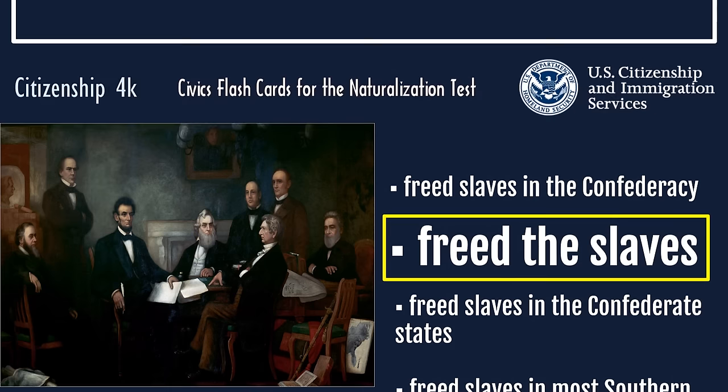What is freedom of religion? You can practice any religion or not practice a religion.